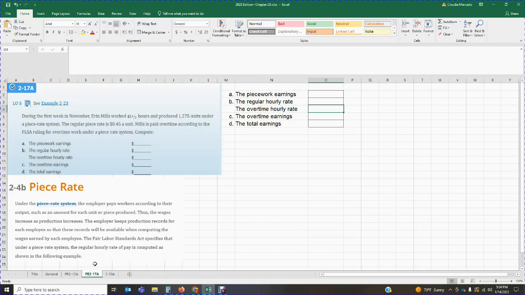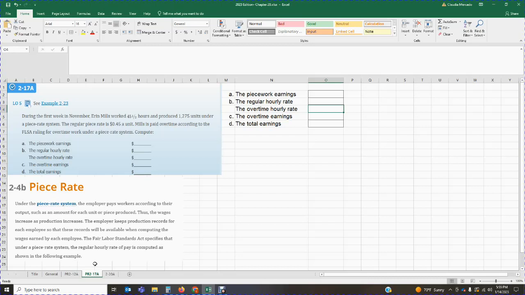During the first week in November, Aaron Mills worked 45 and a half hours and produced 1,275 units under a piece rate system. The regular piece rate is 45 cents a unit. Mills is paid overtime according to the FLSA ruling for overtime worked under a piece rate system. Compute the piece work earnings, the regular hourly rate, the overtime hourly rate, the overtime earnings, and the total earnings.